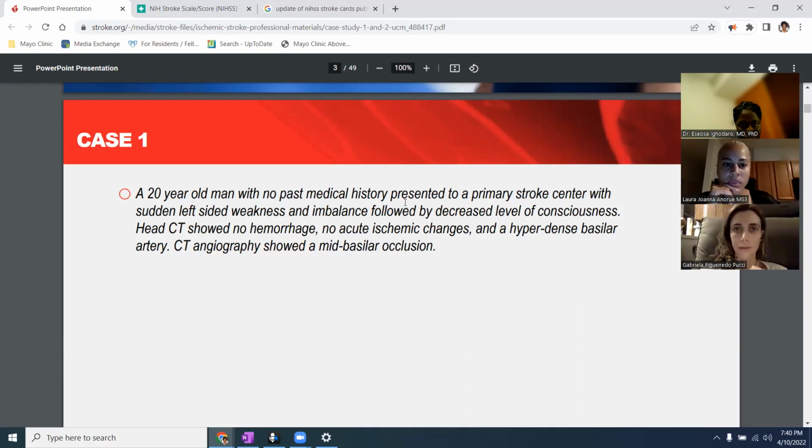So, imbalance followed by decreased level of consciousness. Then we would score him for alertness as well. Pretty much then we just get a CT head to see if he has any evidence of bleed. That's the main reason to get the CT head: is this guy bleeding? Because if he is, roll TPA off the table. And the CT head can also show us some other things as well.